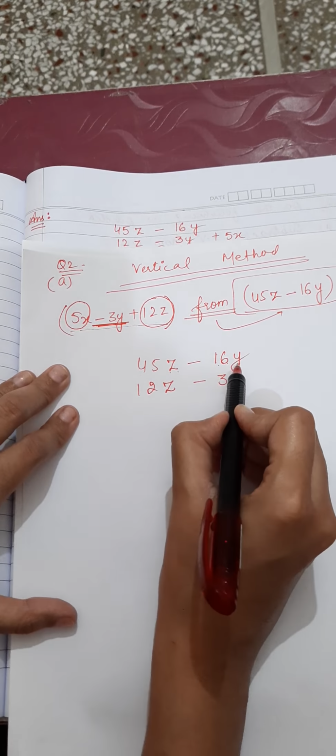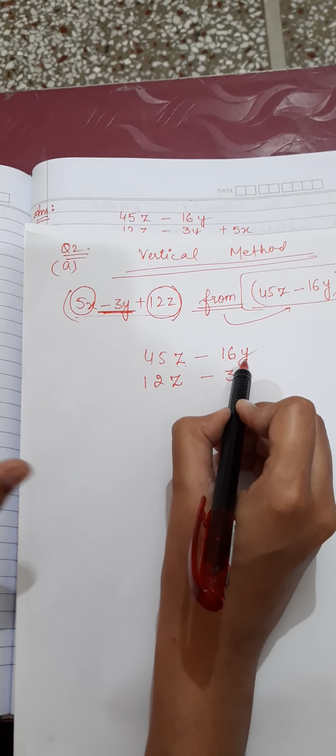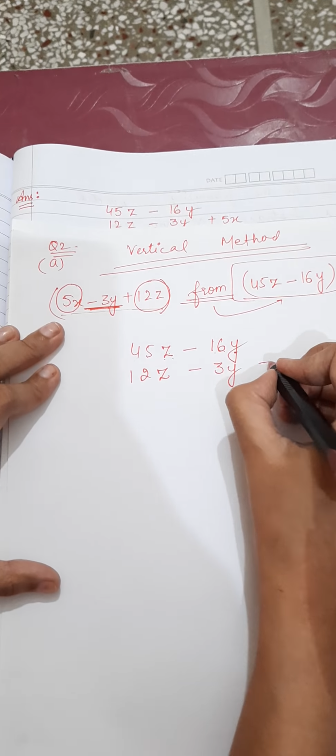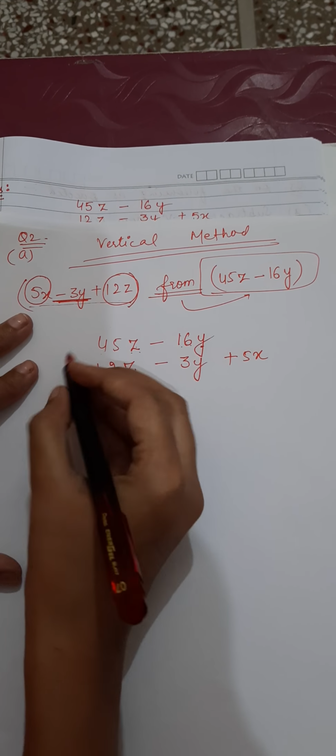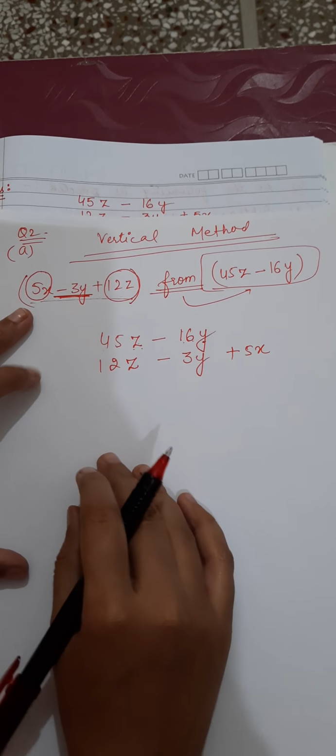Now what is left? 5x. There is no variable in the first expression which consists of the variable x. So I am going to keep it separately. Now this is the main step which I am going to explain you now.